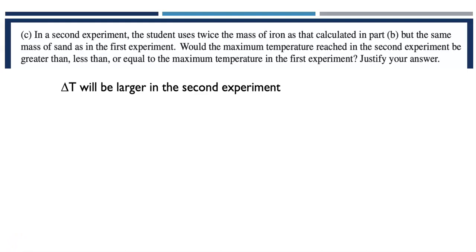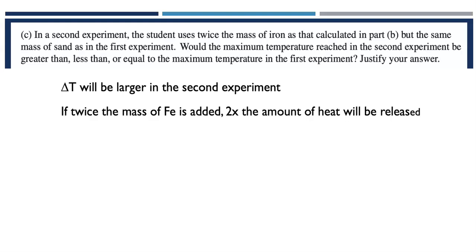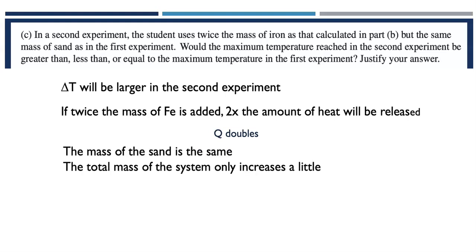I'm going to argue that delta T will be larger in the second experiment than it was in the first experiment. How do I back this up? That's really critical here. If I'm going to use twice the mass of iron, I'm going to have twice the amount of heat released. In other words, Q doubles, however you choose to say that. Now we're told in the problem that the mass of the sand is the same, but we use twice as much iron. And that means the total mass of the system is only going to increase by a tiny amount compared to the first experiment.